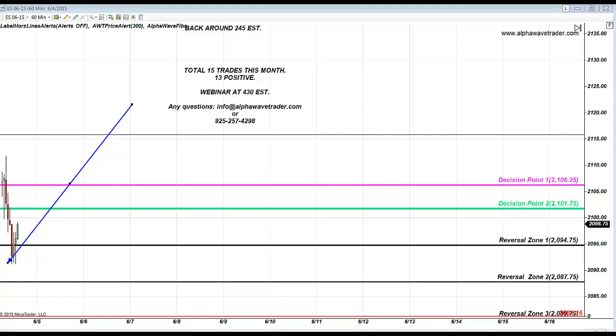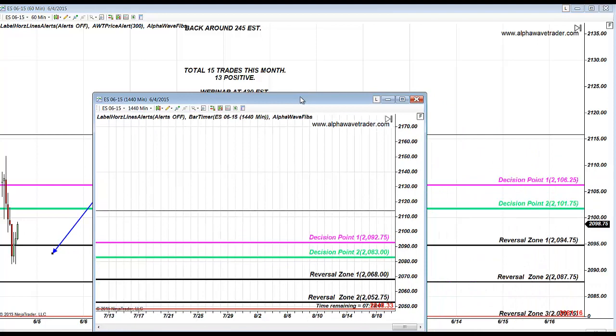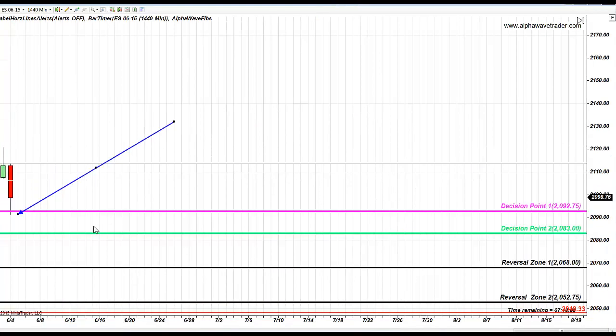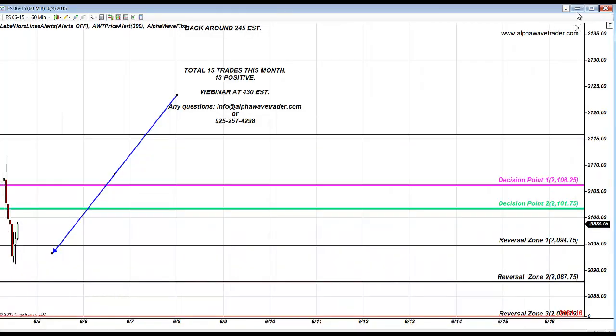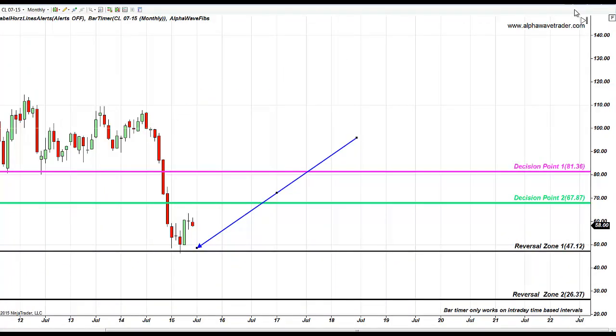So here we go. As you see, exact same reversal zone on S&P hourly, exact same as very crucial level on S&P daily, as exact same level on oil monthly. And I will show you multiple examples confirming that.